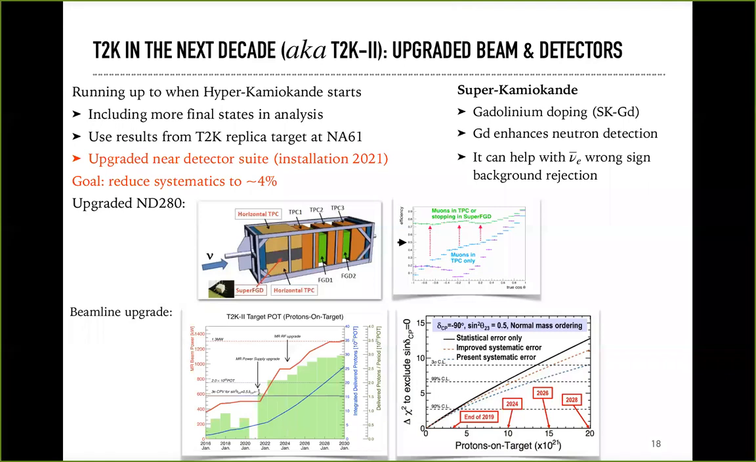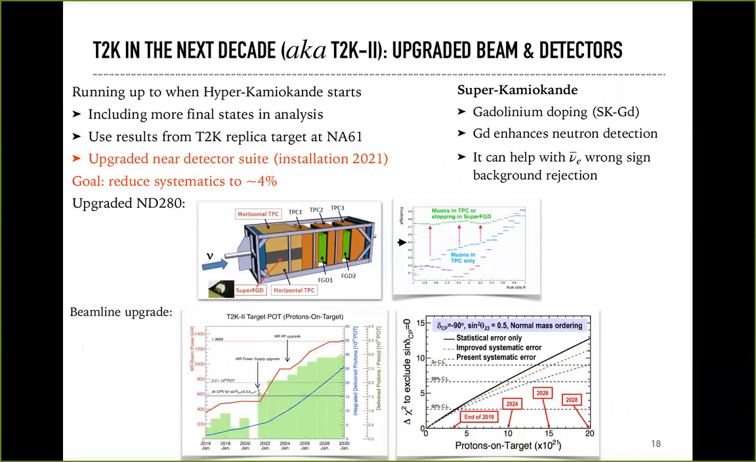So you may wonder what's going to happen. In the next decade, which is actually the current decade now, the plan is to increase the beam power since the next experiment, Hyper-Kamiokande, has been approved. The beam has been approved to reach 1.3 megawatts for Hyper-Kamiokande. So there will be a constant upgrade of the beam.